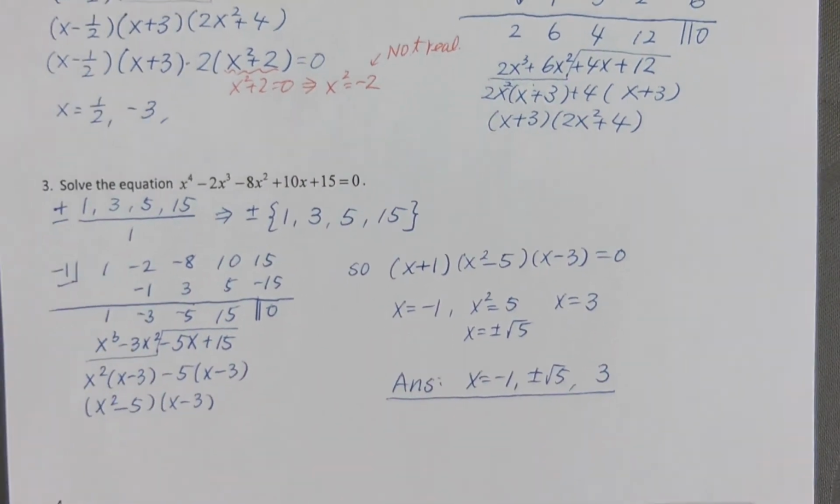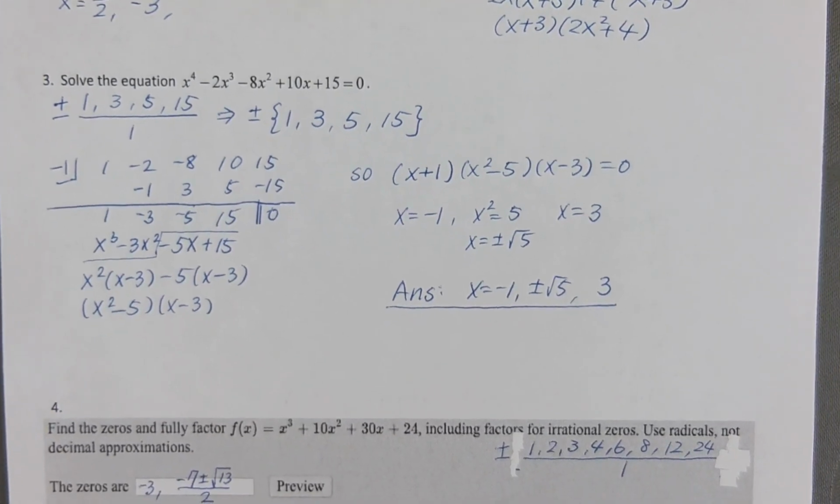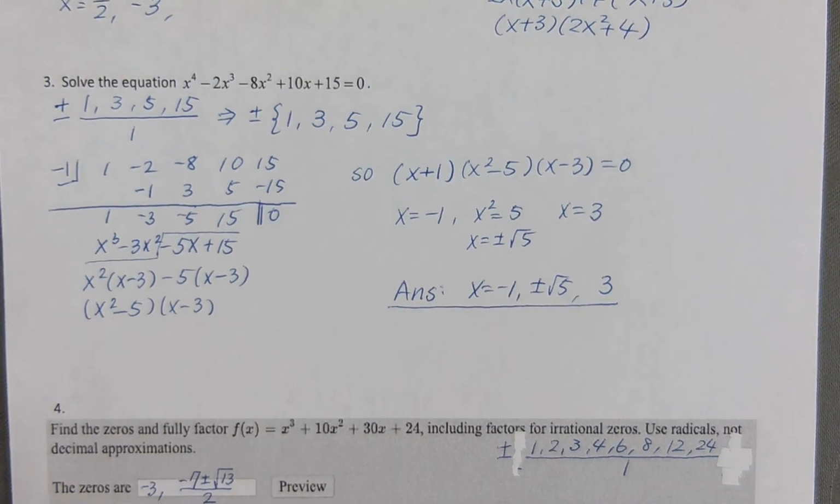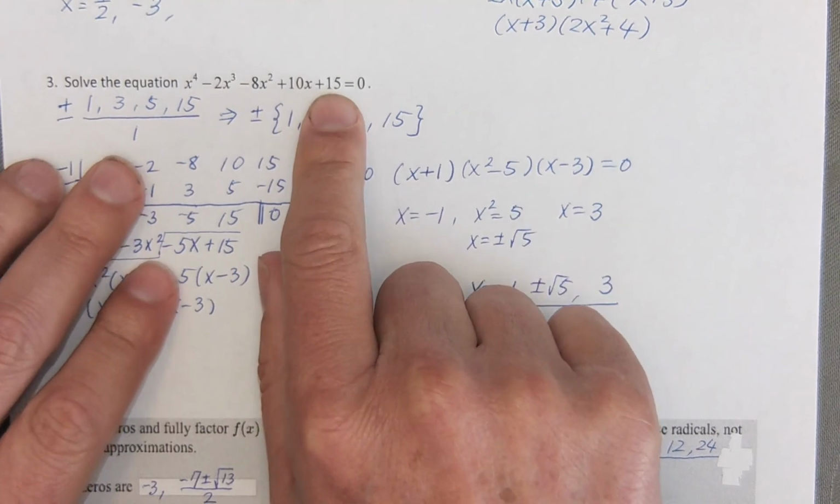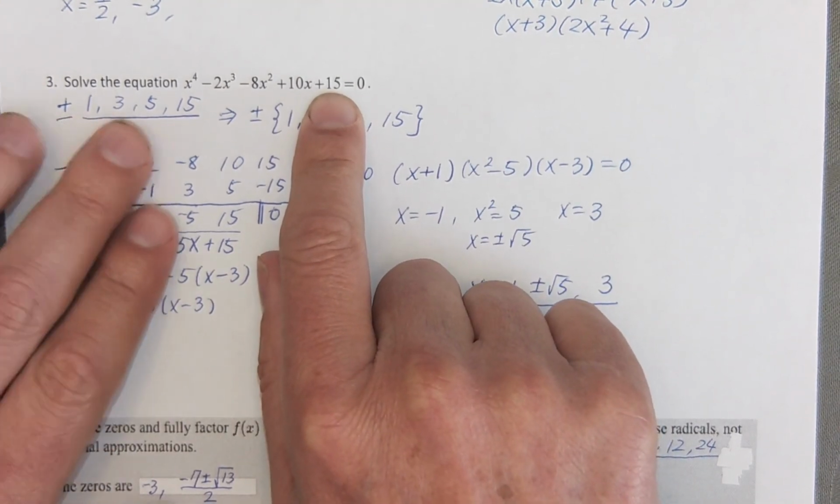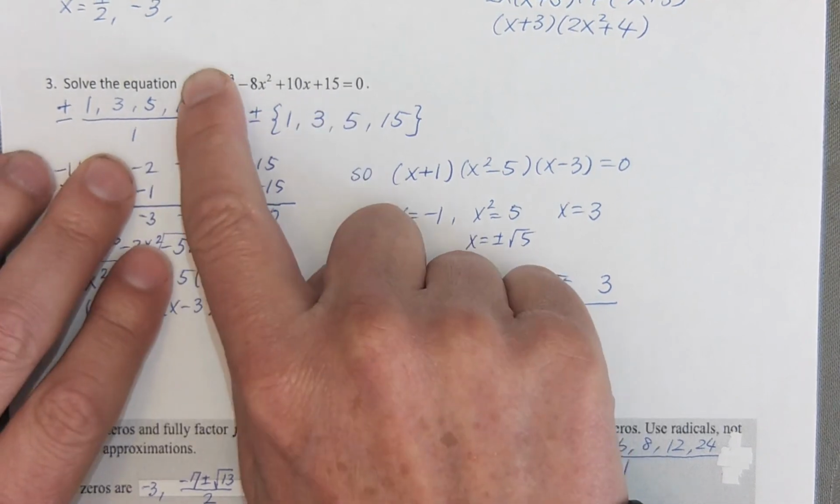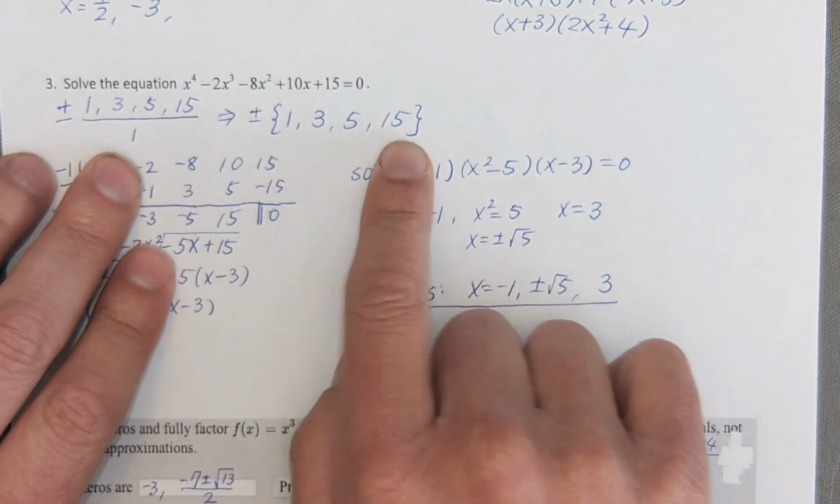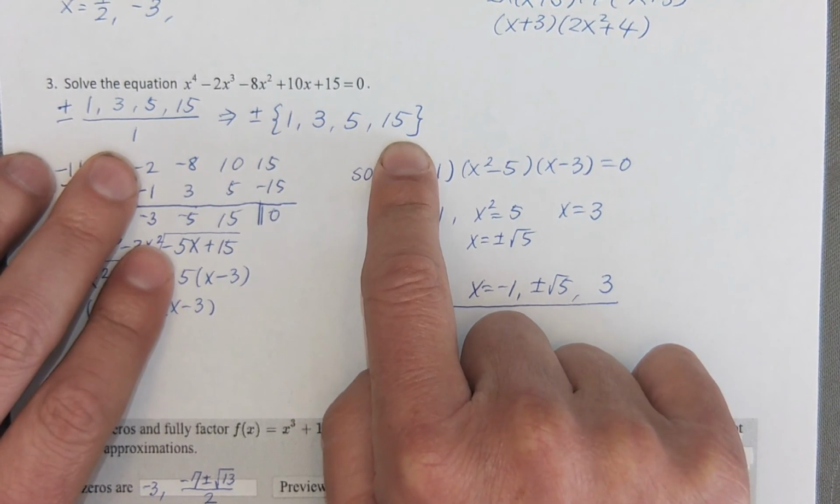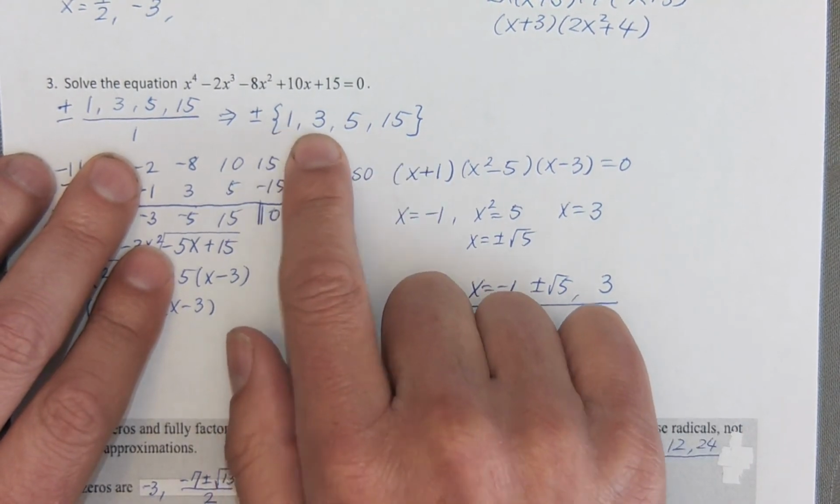Number 3. Solve the equation. Sounds simple enough. So we're going to take all the potentials. 15 breaks down into 1, 3, 5, and 15. Those are its only factors. I have a leading coefficient of 1, which cuts down on what I can do. Again, it looks like there are 4 to test here. There's actually 8, because it's plus or minus 1, plus or minus 3, 5, and 15.